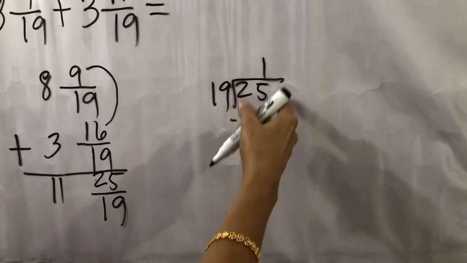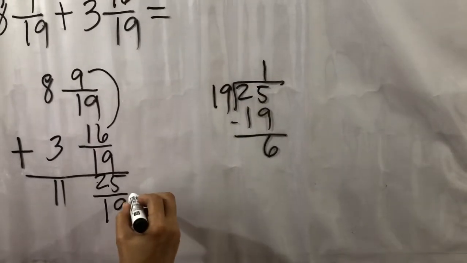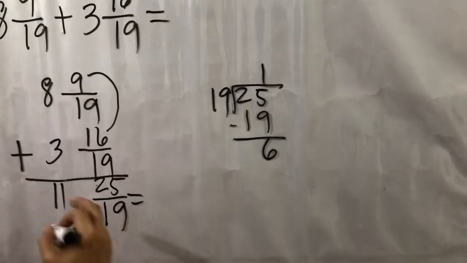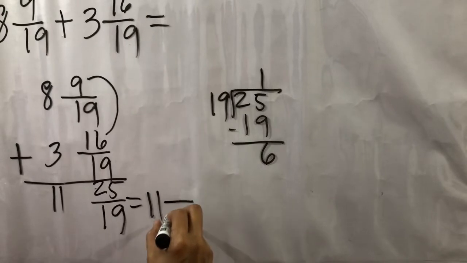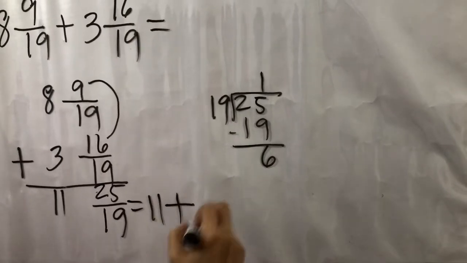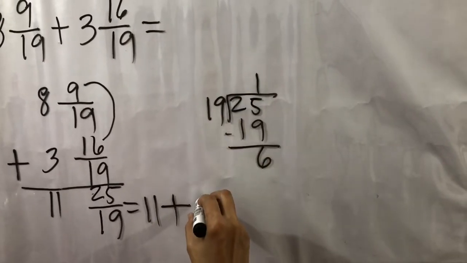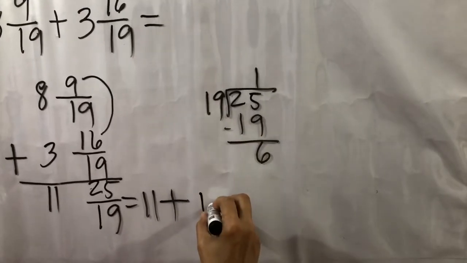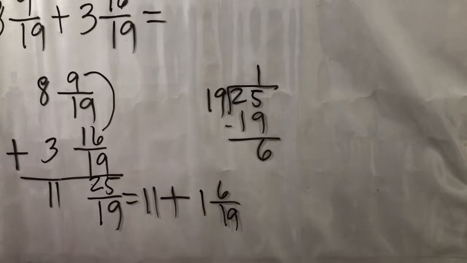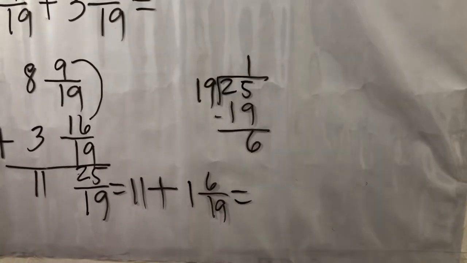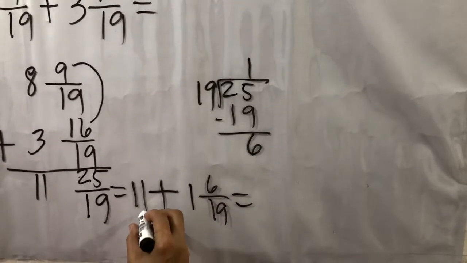So to write that one, you write the sign equal here. You copy 11. And then plus 1 and 6/19 equals. So you add first the whole numbers.